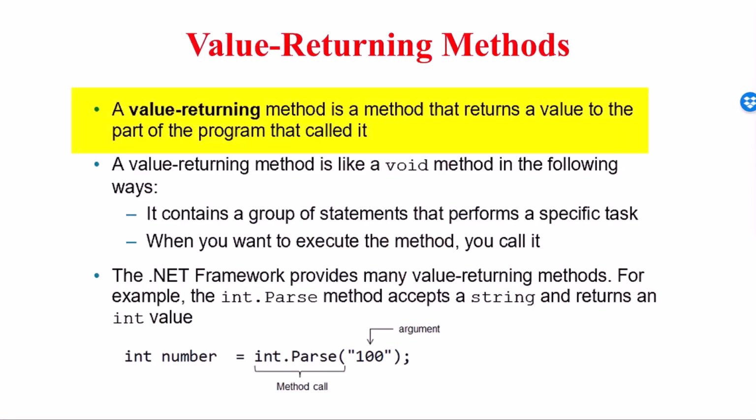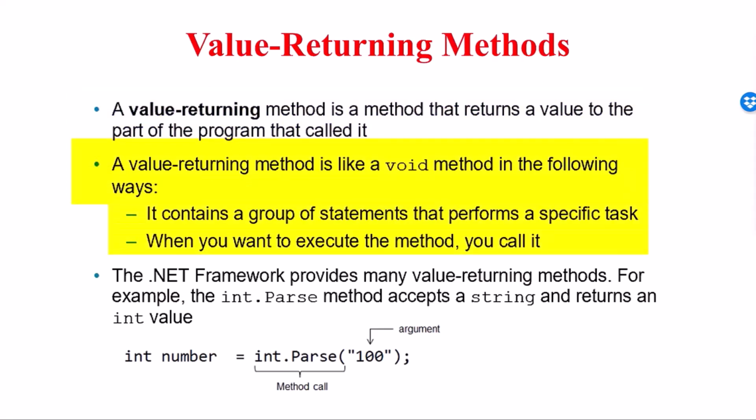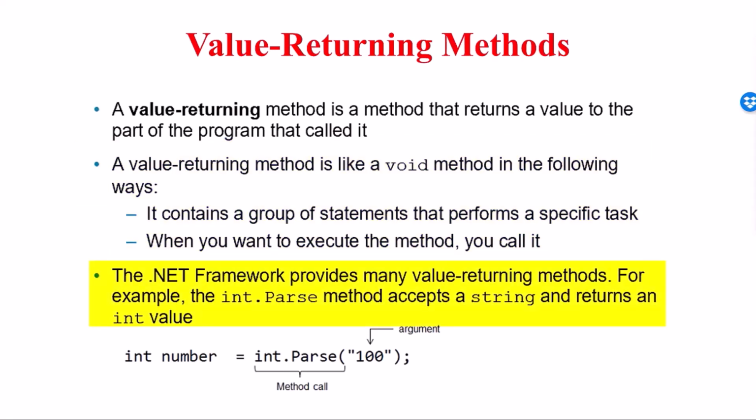Okay, we're going to get rid of the global variables in this next process and examine how value returning methods work. A value returning method is a method that returns a value to the part of the program that called it. A value returning method is like a void method in the following ways. It contains a group of statements that performs a specific task. So you see that this is all the same process. When you want to execute a method, you simply call it. So no differences there.